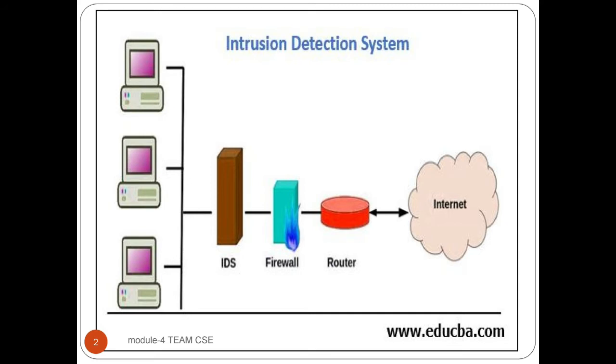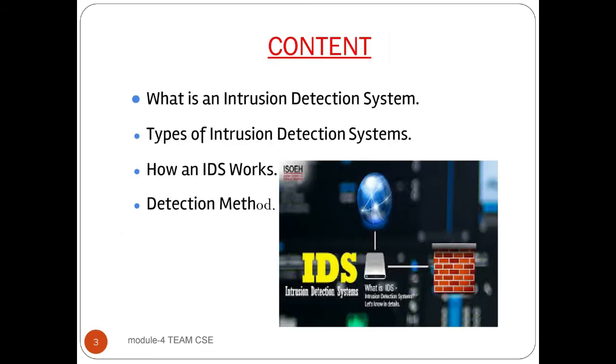Next slide. Intrusion detection system. With this diagram, we can understand that it works as a system to detect any kind of intrusion that is going to take place while communication is happening in the network. Next slide. In this session we will try to understand what an intrusion detection system is, types of IDS, how an IDS works, and detection methods.